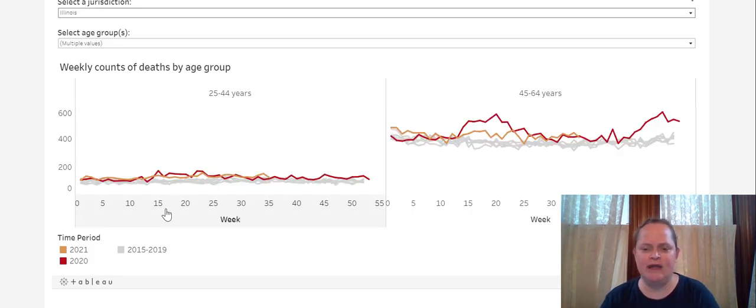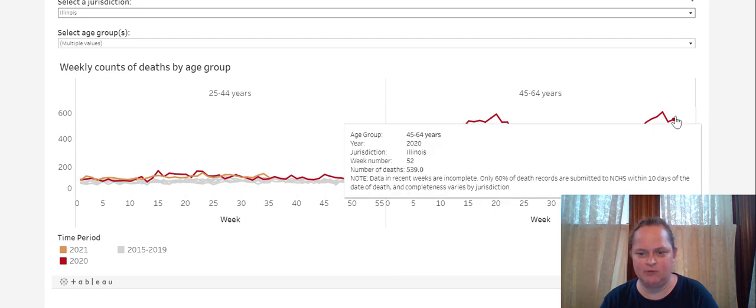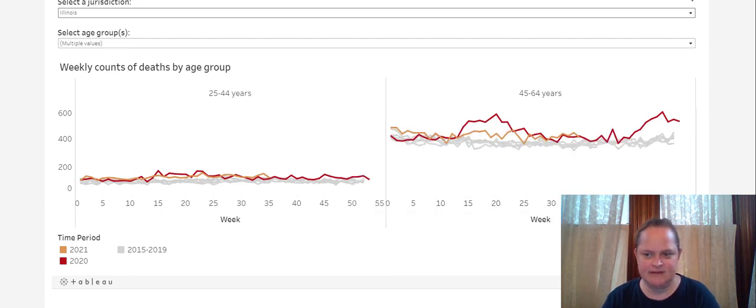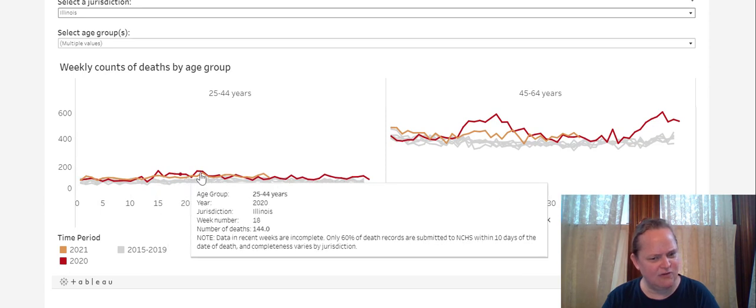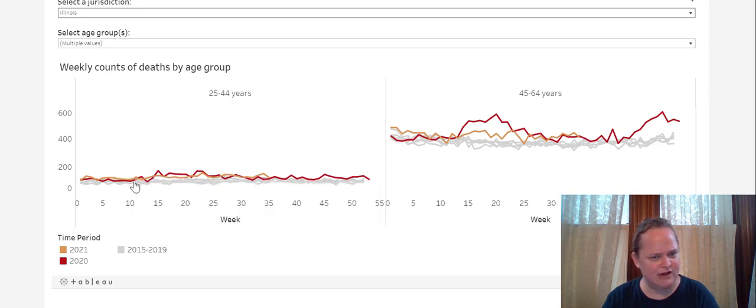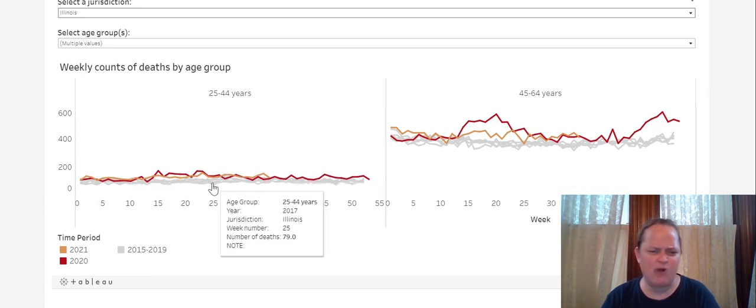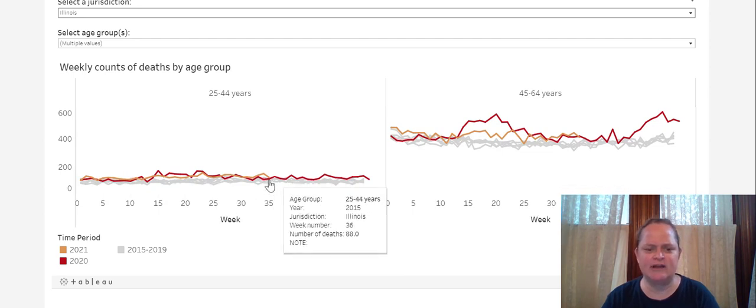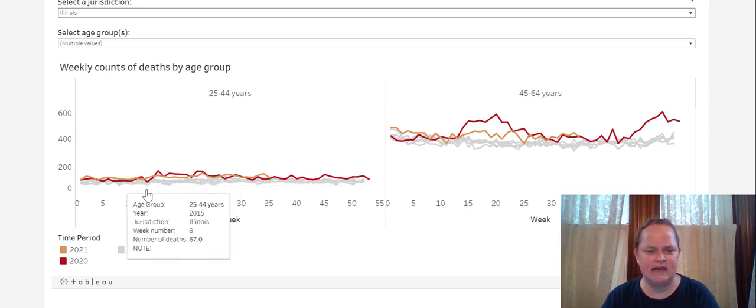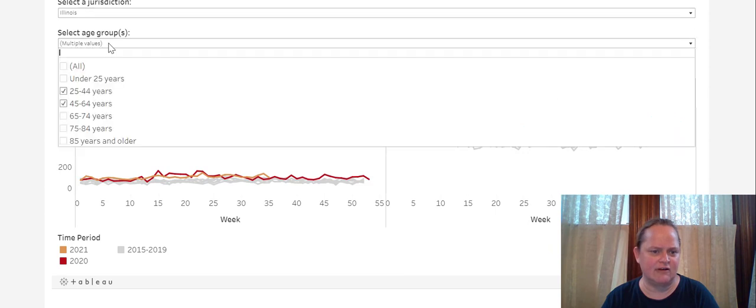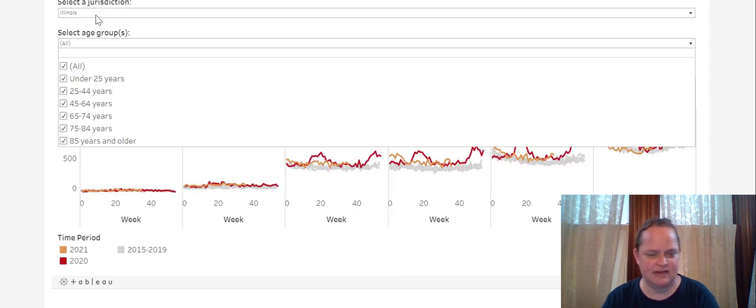So for Illinois, we saw a spring wave and a winter wave. And there's a lot of noise. There does seem to be something going on with the 25 to 44 group. I'd probably want to split out Cook County or Chicago and see if that's what's driving that. So we're just going to do everybody again and go back to the United States.